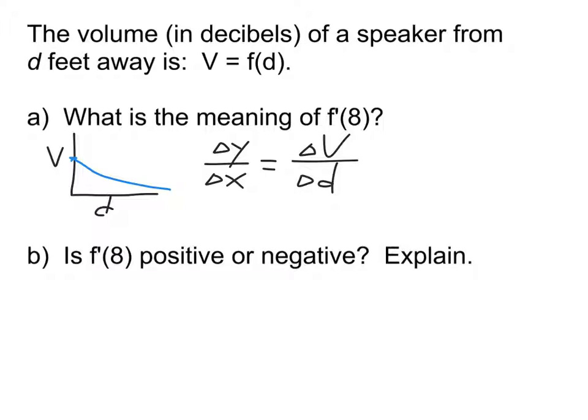So is f prime of 8 positive or negative? It's negative, because remember it's representing the slope at 8. And it's decreasing, therefore our slope is negative. So the derivative then is negative as well.